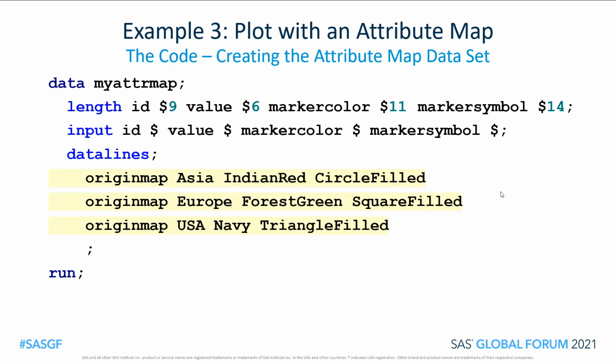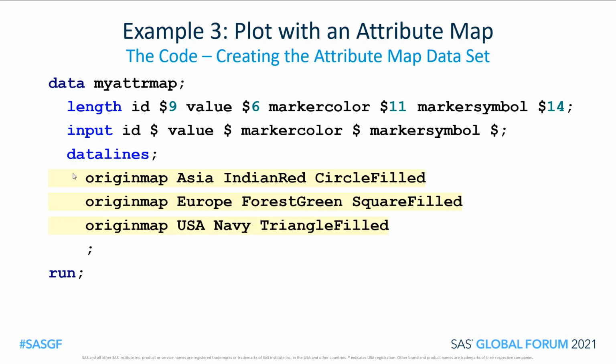For example 3, we're going to recreate this plot, but we're going to do it using an attribute map. And the first step is to create the attribute map data set. And here we're going to do that using a data step. And this is a real simple way to create a data set by essentially hard coding everything in a data lines statement.